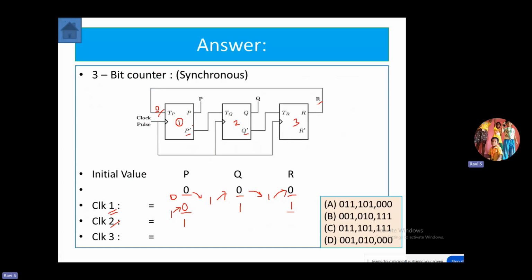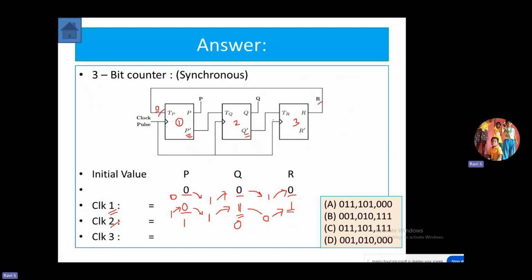Similarly, for the second flip-flop, the present state value of P is 0, and its complemented value, P bar, is 1. Applying 1 as T input for the second flip-flop with the present state 1, it toggles and changes to 0. Similarly, for the third flip-flop with the present state value of 1, we are applying Q bar. Q is 1, so the complemented value is 0. Now we are applying 0 as input for the third flip-flop.